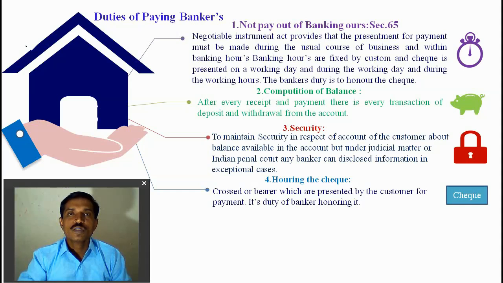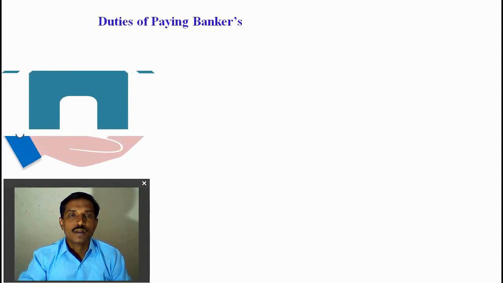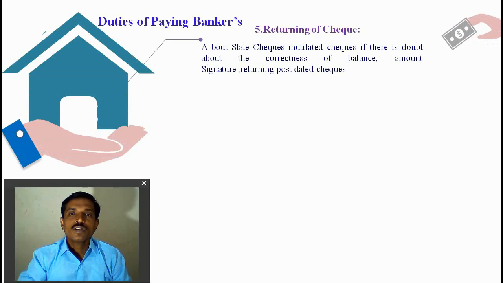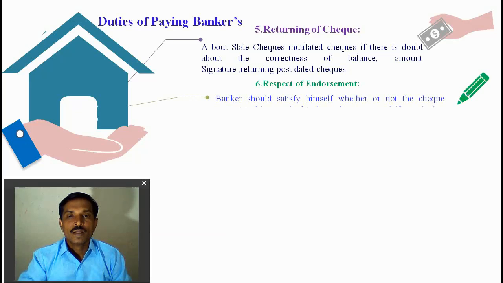So honoring the customer's check for payment is the duty of the paying banker. The next is about the returning of a check, such as a stale check or a mutilated check. If there is doubt about the correctness, balance, amount, signature, or anything else, at that time the bank can refuse. It is the duty of the bank to refuse the check for payment to protect their customer. So it is the duty of the bank.